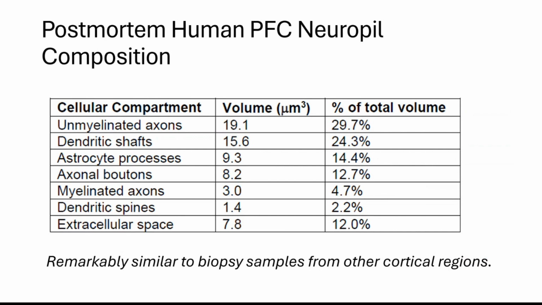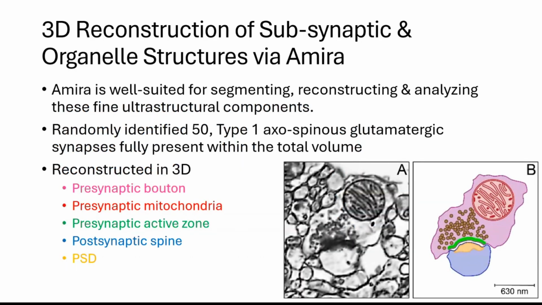So quantitation, we found in this dense reconstruction, this is how the cellular components were composed of the volume, and this was incredibly similar to previous studies using biopsy samples of human brain tissue. Next, we did a 3D reconstruction of the subsynaptic and organelle structures. Again, we did this in Amira, and I think this is one of the areas that Amira really shines, is reconstructing and analyzing these subsynaptic structures, like mitochondria, like the active zone, or the postsynaptic density.